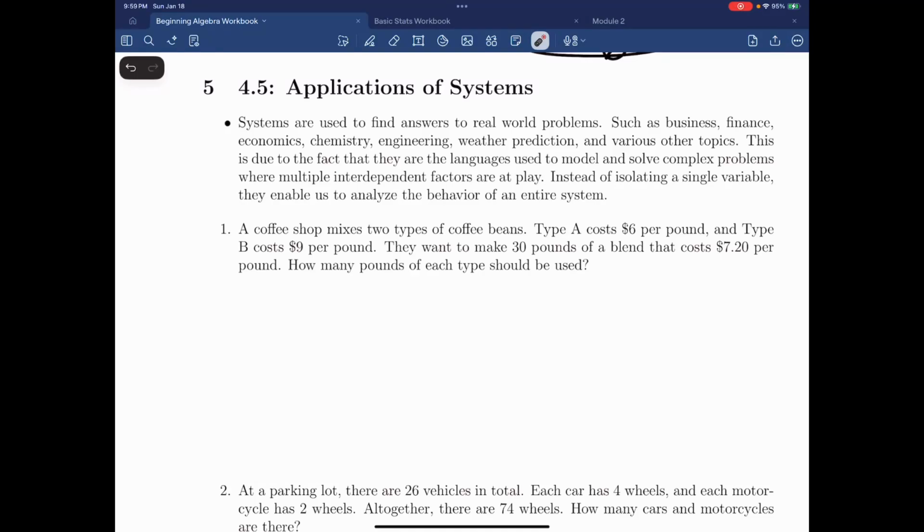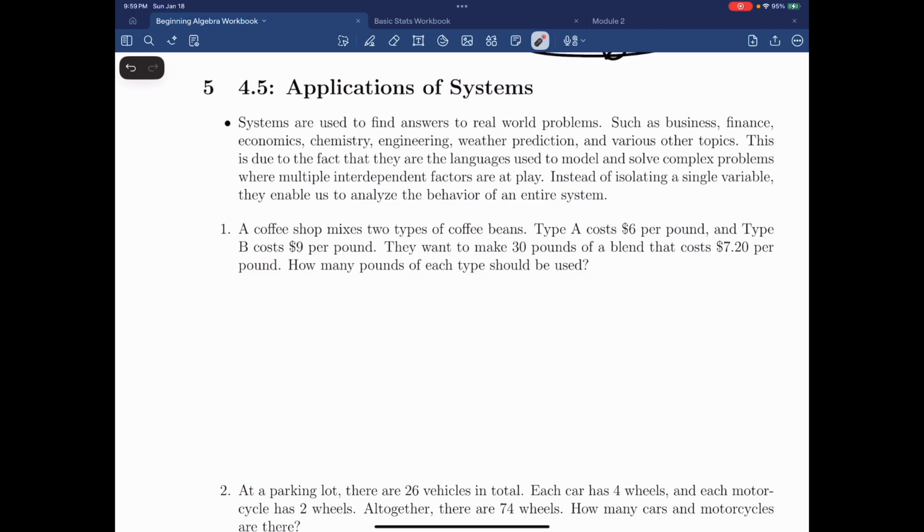Now that we've worked with systems, we are going to start to dive into some applications of systems that we see in the real world. So, systems are used to find answers to real world problems, such as business, finance, economics, chemistry, engineering, weather prediction, and various other topics. This is due to the fact that they are the language that's used to model and solve complex problems where multiple interdependent factors are at play.